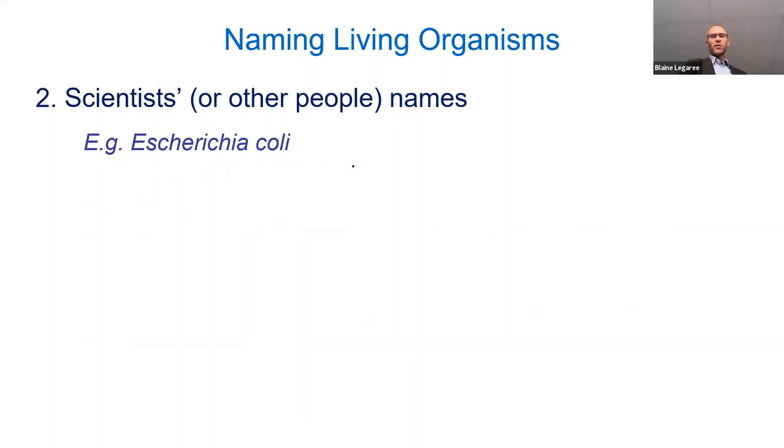Sometimes they're named after people. Escherichia coli is named after a guy named Theodore Escherich. It was after he died, but I don't know if I would be too happy if an organism found in everyone's stool was named after me, but I guess that's the way it happened. Coli for colon, because it's found in the colon, right? Listeria, named after Joseph Lister.